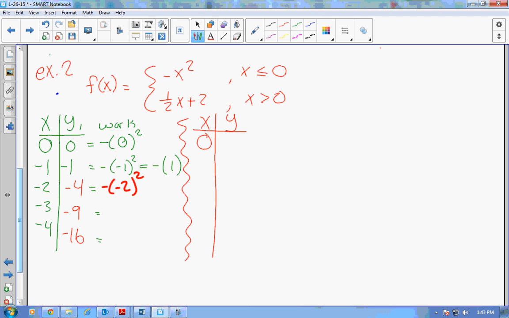Okay, but this one is for all x's greater than 0. So let's hear some x's greater than 0. Dominique, can you give me a list? Okay, that's great. But who likes fractions? I do. Oh, those guys don't like fractions. I don't. This one involves a fraction.